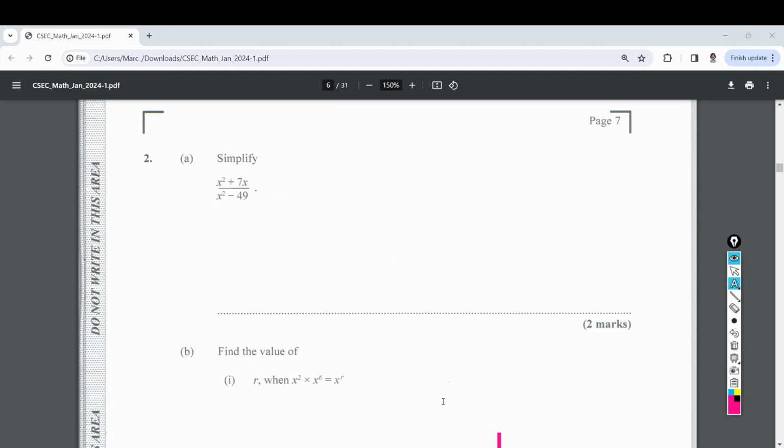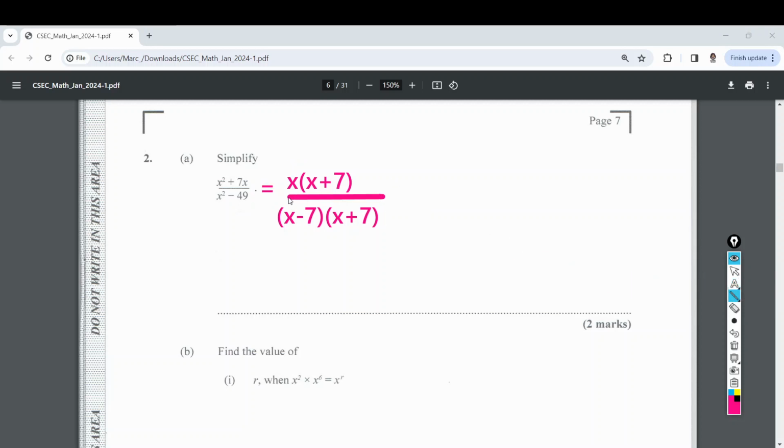So guys, this is actually pretty easy if you know the basic factorization, then you should be okay with this one. For the top, we can factor out an x out of x squared. You're going to get x times x plus 7. So that will be the top. And then the bottom, this is actually the difference of two squares. So you're going to end up with x minus 7 times x plus 7.